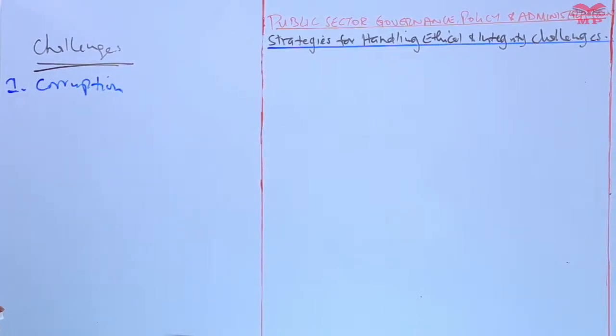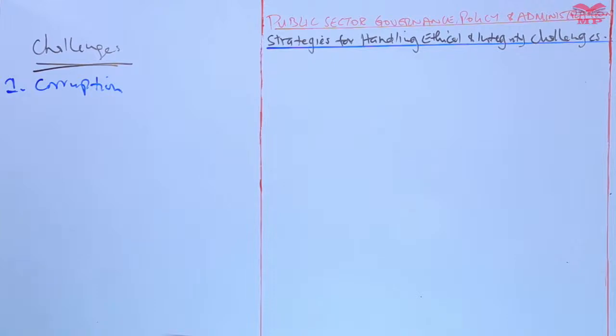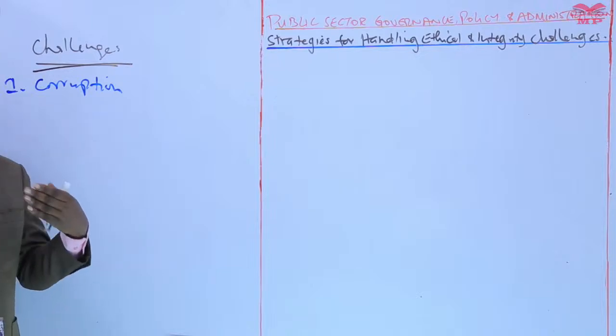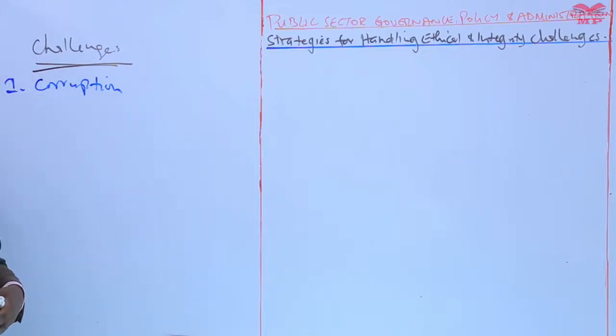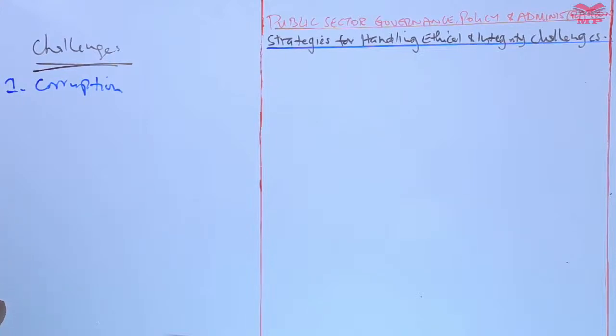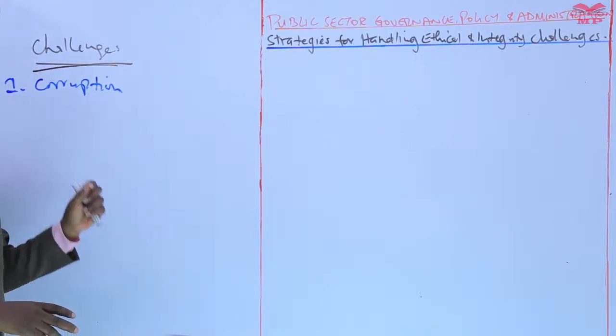Corruption remains a significant challenge, manifesting in bribery, embezzlement, fraud, and abuse of office. And corruption erodes public resources. Corruption distorts decision-making processes. It also perpetuates inequality in the society. And the 2021 National Ethics and Corruption Survey by the Ethics and Anti-Corruption Commission found that bribery remains the most prevalent form of corruption in service delivery in Kenya.